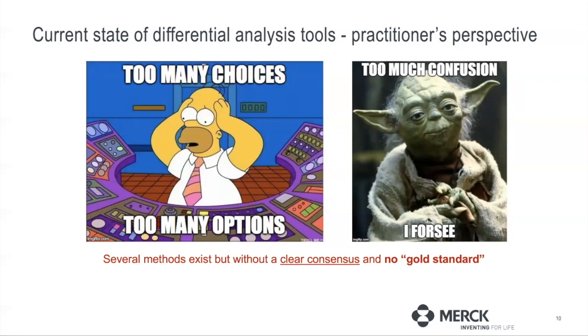And this is my summary of the current state of differential analysis tools from a practitioner's perspective. There are obviously too many choices and too many options, which can be overwhelming. And there is also a lot of confusion, especially regarding the best way to analyze the data. As I have shown with the single cell example, it's not well agreed upon whether the data is zero inflated or not. In the microbiome also, there are similar arguments about compositionality, for example, whether you should use a compositional approach versus a non-compositional one, and there is not a clear definition as of yet. So my one-line summary of what I've just said is that there are several methods that exist, but without a clear consensus and no gold standard.